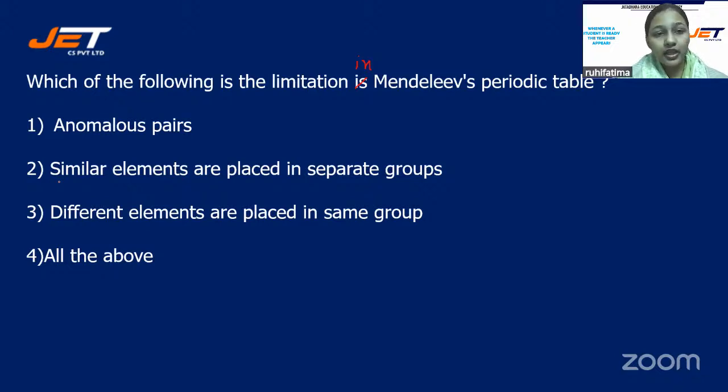Your options are: number one, anomalous pairs. Option number two, similar elements are placed in separate groups. Option number three, different elements are placed in the same group. Or option number four, all the above?